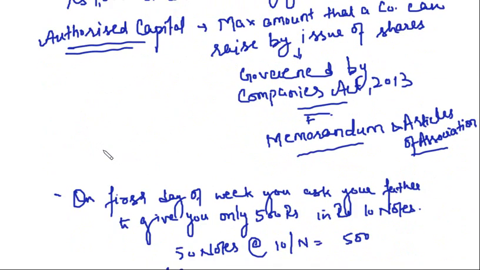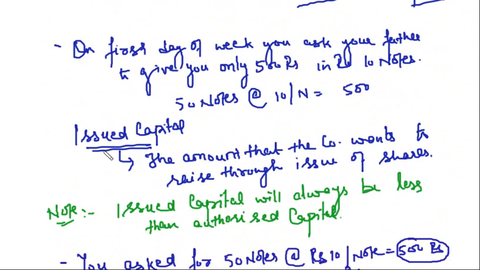Now you are to receive 1000 from your father at the beginning of the week, but on the first day of the week you say to your father, I have only 50 receipts of rupees 10 each, so you give me 500 only. I have the requirement of 500. I have 50 receipts, I will issue you 50 receipts, you give me 500 rupees. That is the issued capital, the amount that the company wants to raise through issue of shares. Issued capital will always be less than authorized capital, because authorized capital is the maximum capital. Right? Clear?